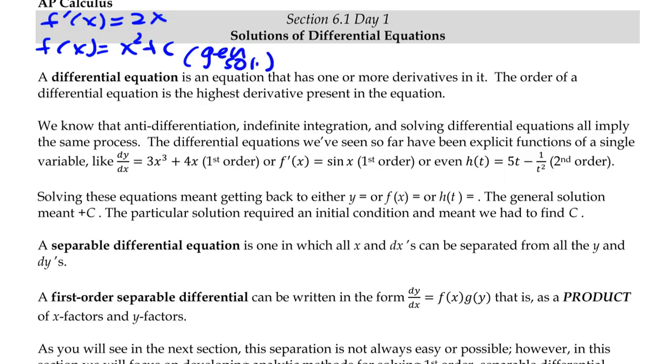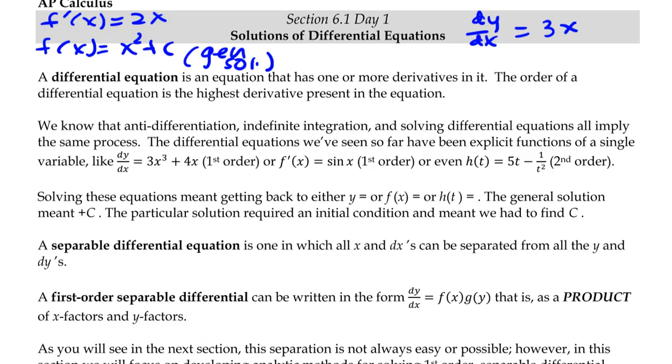So here's an example of a differential equation right here. Another one might look a little differently. Maybe you have something like this, dy/dx = 3x. A differential equation, again, just has a derivative in it. We've been doing this for a very long time.